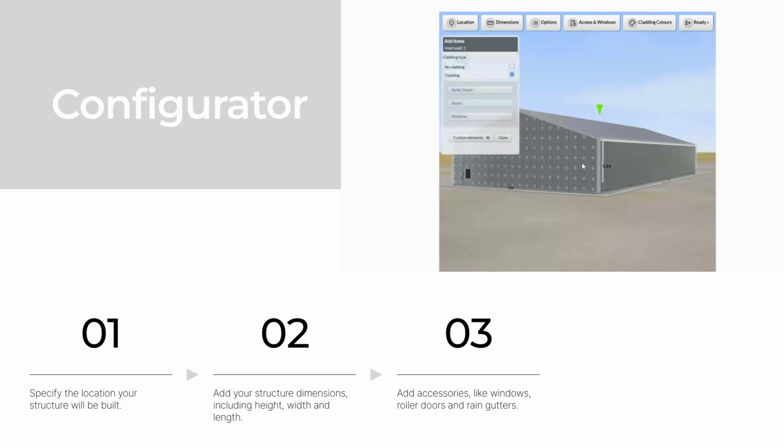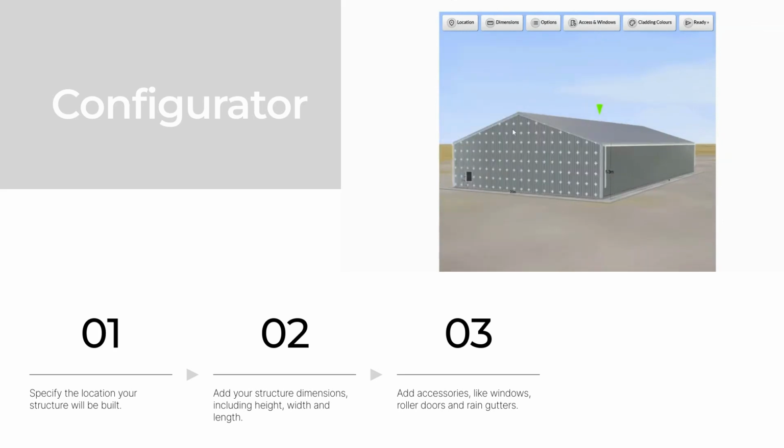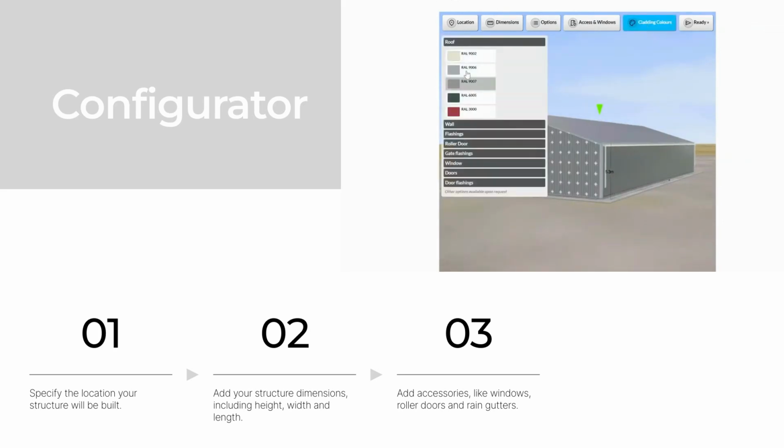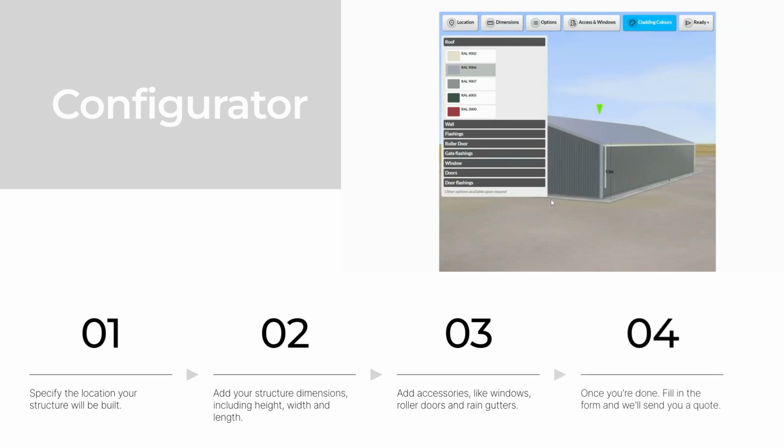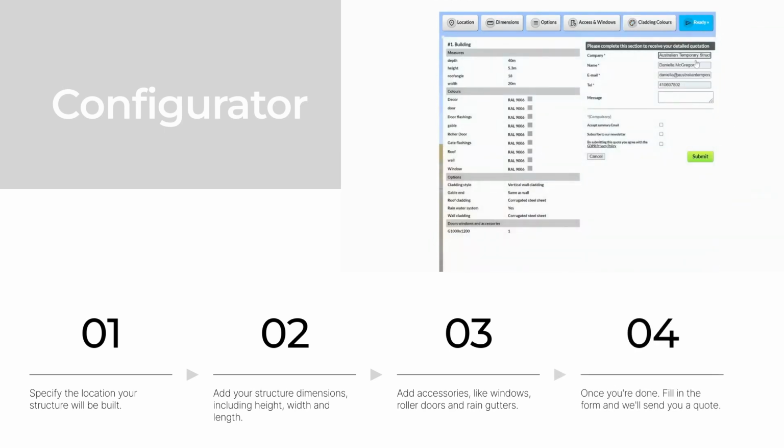Third, you can add windows, doors, and roller doors. You can also choose the colors you like. When you're satisfied with your design, simply fill out the form and press the Submit button to place your request for a quote. The configurator is a powerful, user-friendly tool that's free to try.